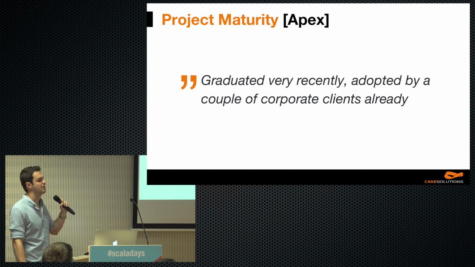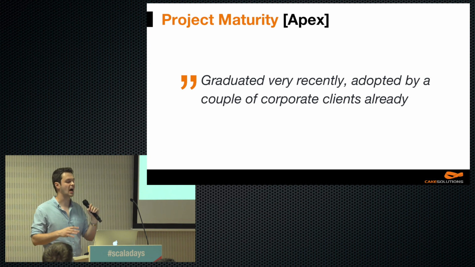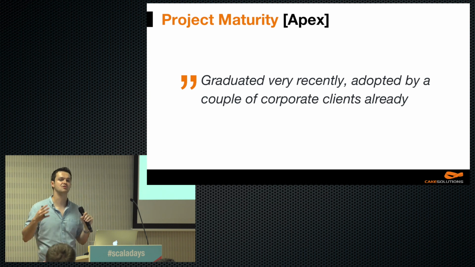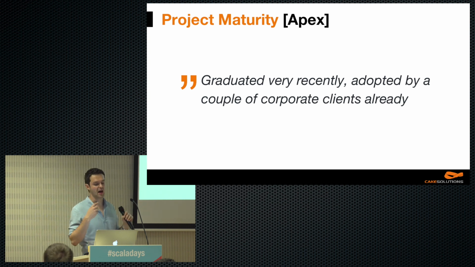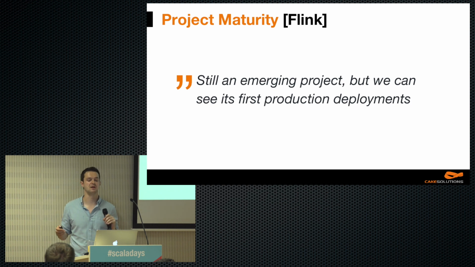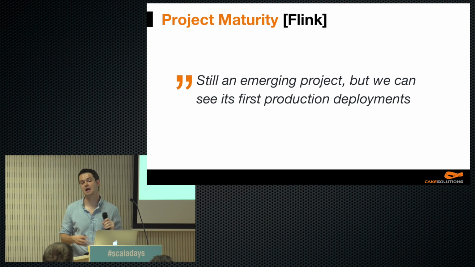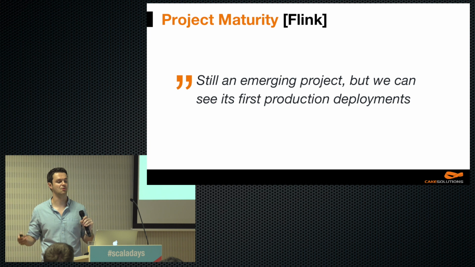Although Apex graduated very recently, it has been adopted by a couple of corporate clients like GE Predix Cloud, Capital One, or Silver Spring Networks. And I'm pretty sure more are on the way. Flink is also an emerging project, but we can see its first production deployments, and again, I'm sure more will follow very soon. For example, I heard Amazon was awaiting it, and also Capital One is using it, and so on.